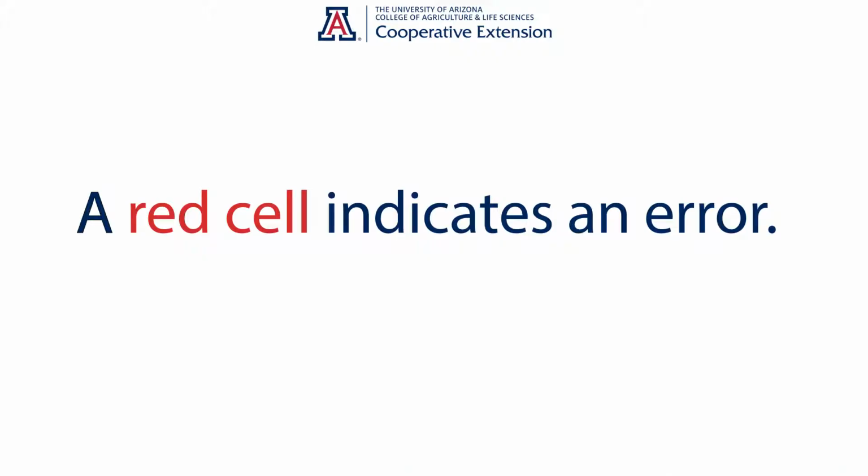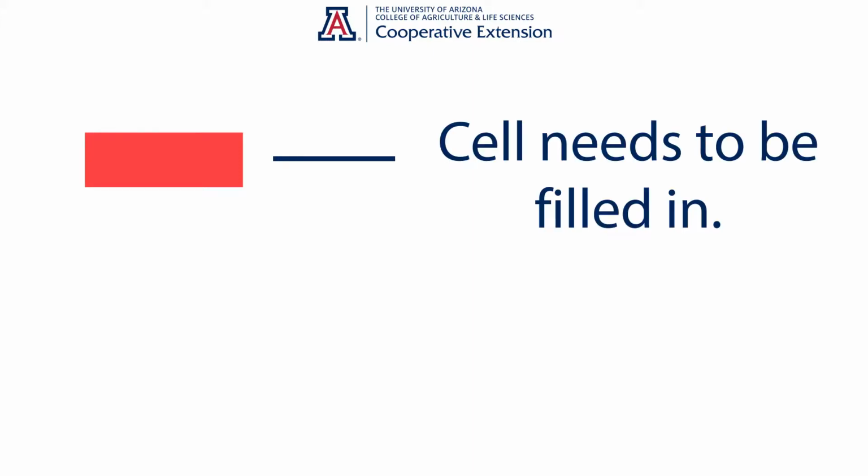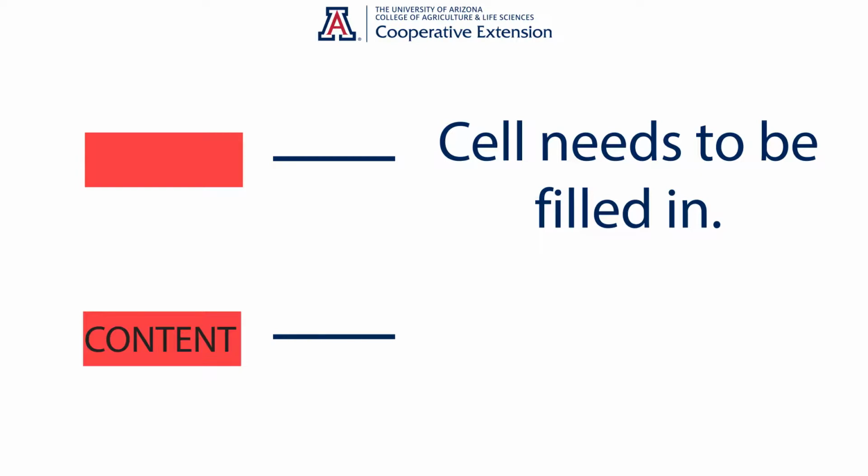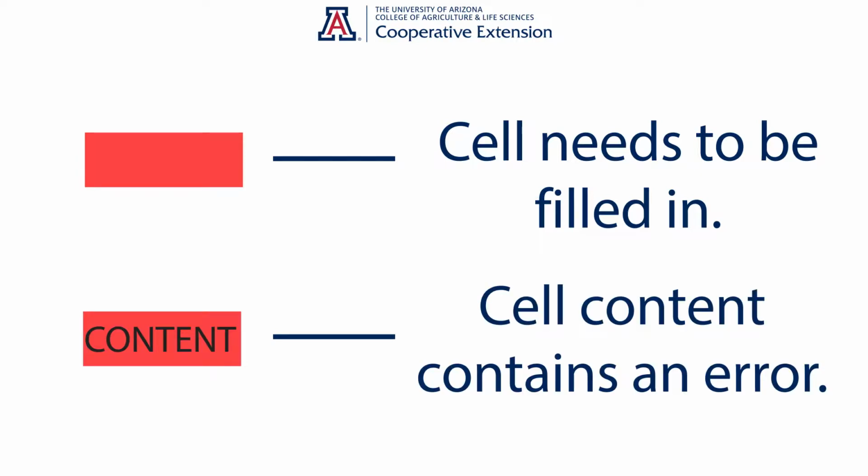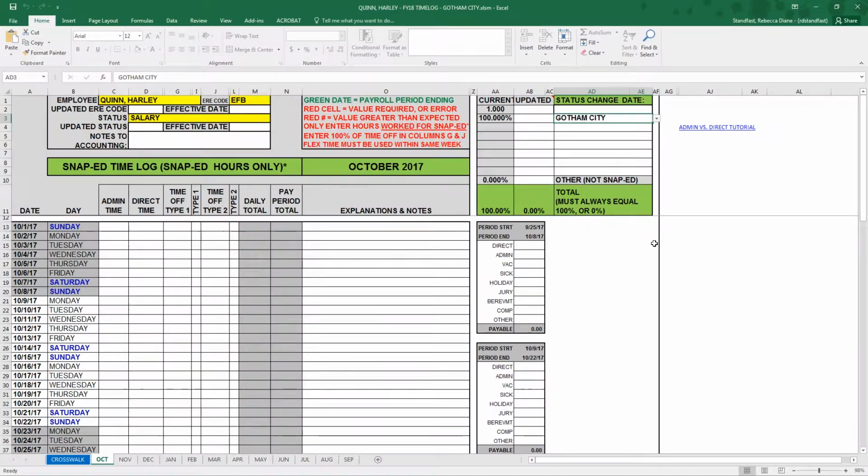Something important to remember is that if a cell is red, it indicates an error. So if a cell is blank and it's red, you need to fill it in with information. If a cell has content in it, but it's red, the content inside contains an error and may need to be erased.